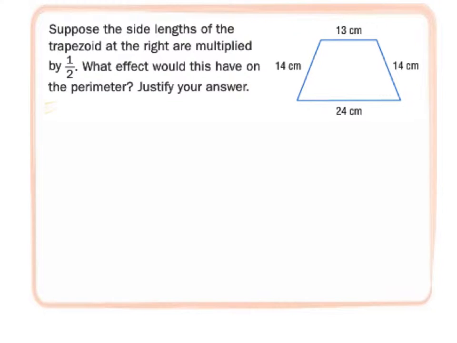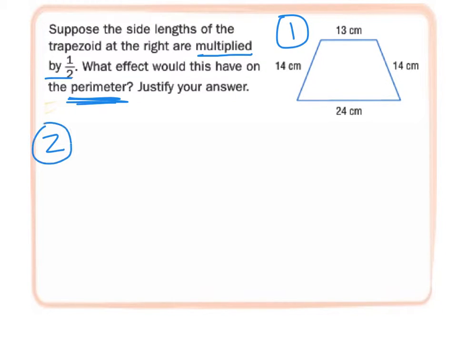Okay, let's try a sample problem. Suppose the side lengths of the trapezoid at the right are multiplied by 1/2. Okay, so on the last one, we doubled them or we multiplied them by 2. This time we're going to multiply them by 1/2. What effect would this have on the perimeter? Justify your answer. Okay, so this is my first one.